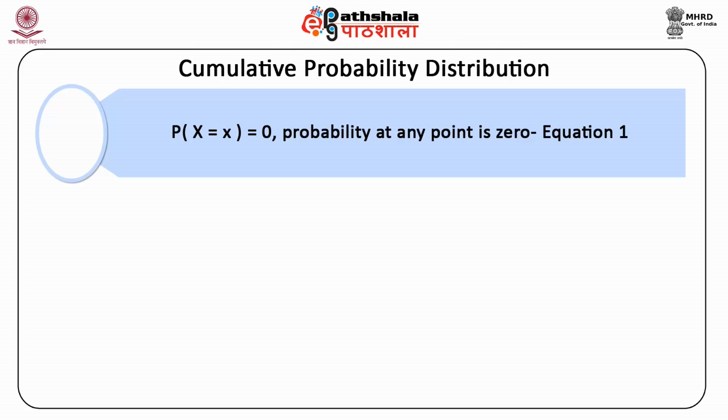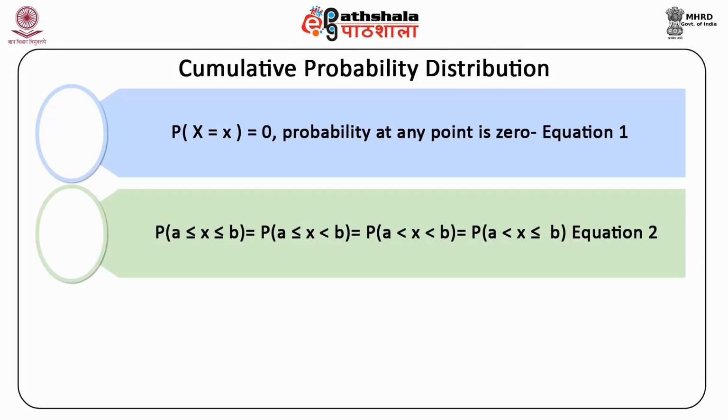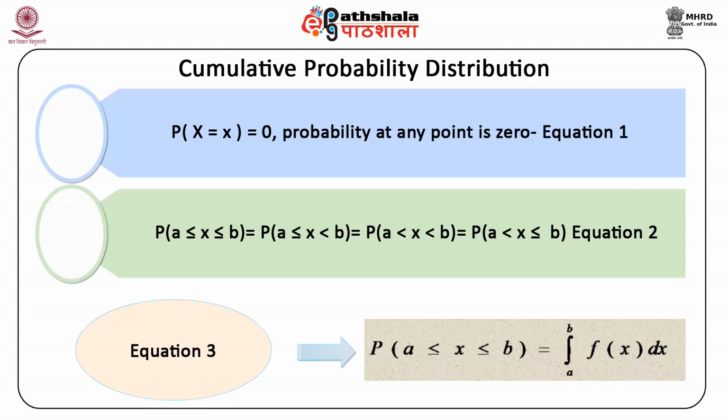Corollary to equation 1 can be written as probability of a less than or equal to x less than or equal to b is equal to probability of a less than or equal to x less than b is equal to probability of a less than x less than b is equal to probability of a less than x less than or equal to b. Equation 2 explains that the probability that x takes on specific values x1 equal to a and x2 equal to b is equal to 0. Also, probability of a less than or equal to x less than or equal to b is equal to integral a to b f of x dx.